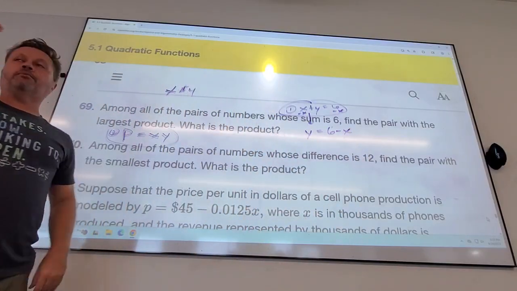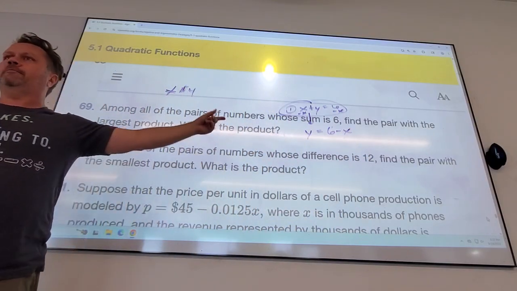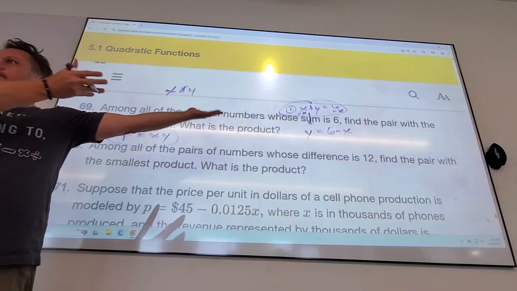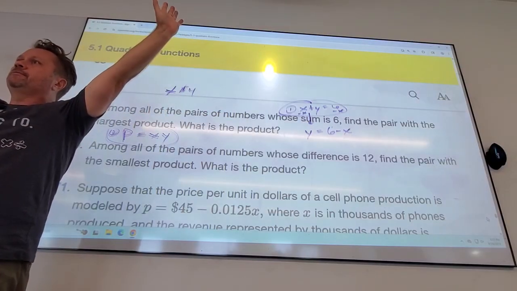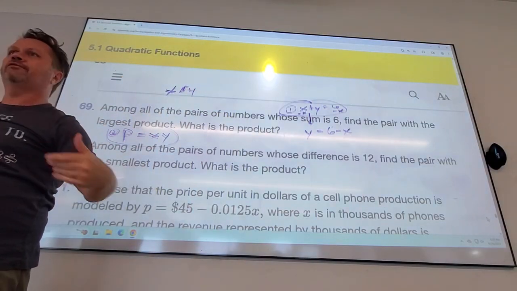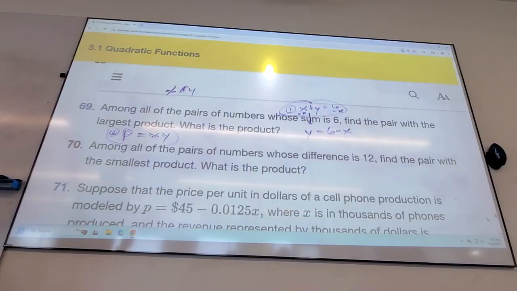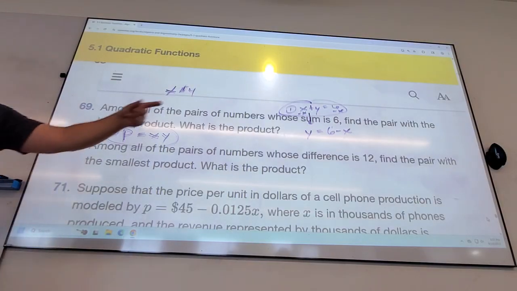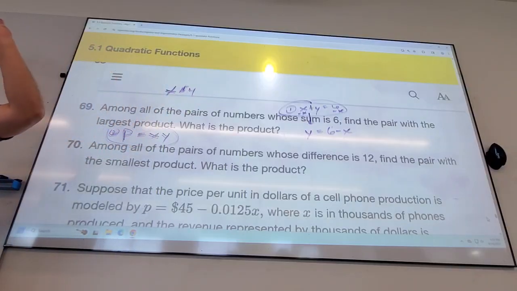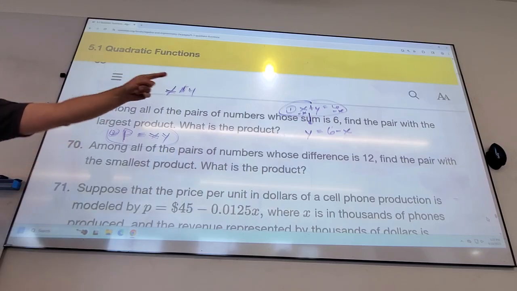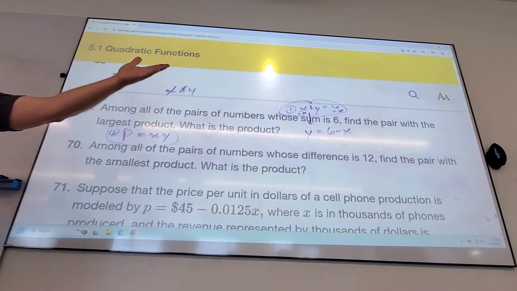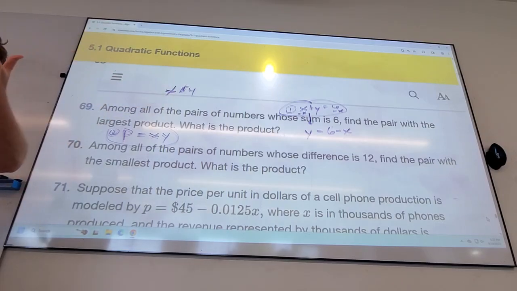So in this problem, what is y? Y is 6 minus x. It's 6 minus x, correct? And of course it is, because if one number is 1, the other one is 6 minus 1. If one number is 3, the other number is 6 minus 3, right? So if one number is x, the other number is 6 minus x. That makes sense, yes? So anywhere in this problem I see y, I can replace it with 6 minus x.